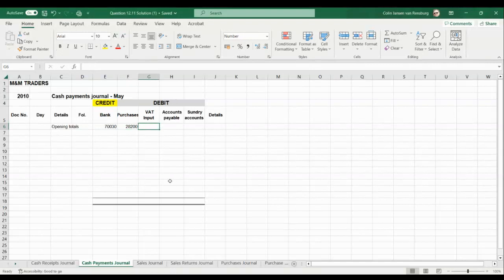Then we've got an opening total for VAT input, 4230. And we've got an opening total for accounts payable, 37600.